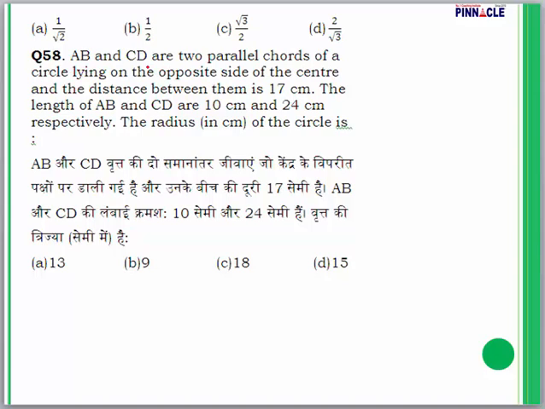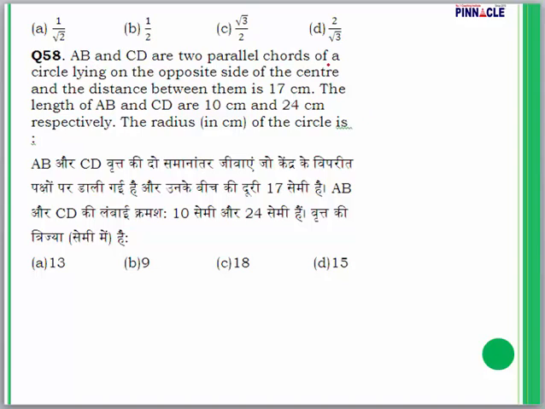Question number 58. If AB and CD are two parallel chords of a circle lying on the opposite side of the center and the distance between them is 17 centimeter, the lengths of AB and CD are 10 centimeter and 24 centimeter respectively. The radius of the circle is how much?